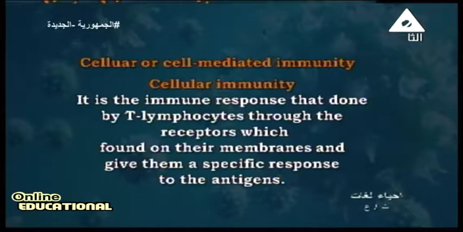Cellular or cell-mediated immunity. Cellular immunity is the immune response carried out by T lymphocytes through the receptors found on their membranes, which give them a specific response to the antigens. This means that there is another type of immunity besides humoral immunity. There is cellular immunity. It is the immune response of the T lymphocytes through the receptors found on their membranes that give them a specific response.